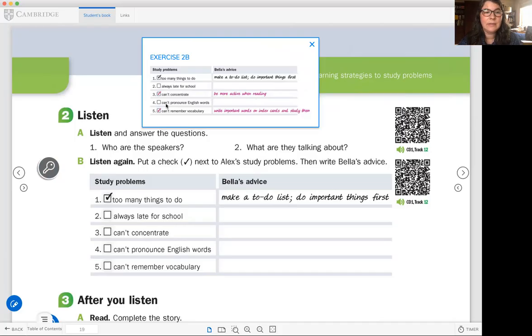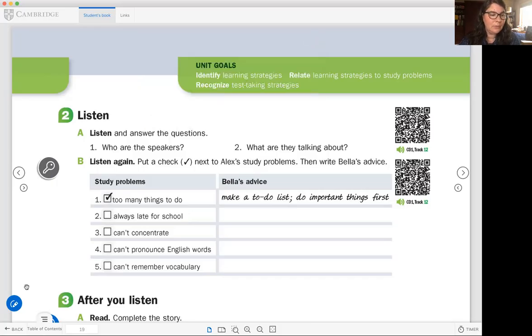Okay, it's good advice. And then he can't remember vocabulary. She said, write important words on index cards and study them. Study them at work, before you go to bed, on the bus, that sort of thing. Okay, so 3 problems, right?